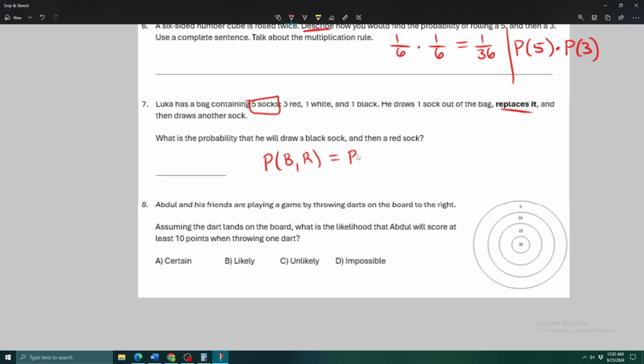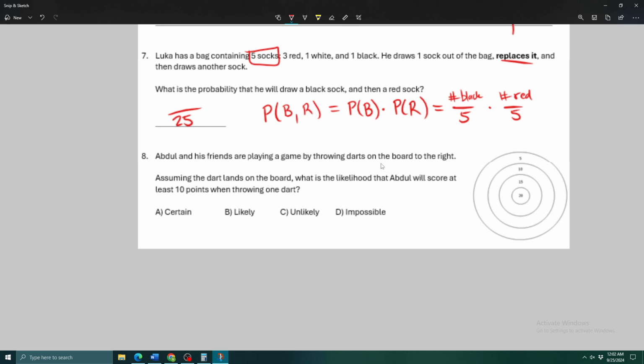Again, we're going to use that multiplication rule. Find the probability of a black sock and then multiply it by the probability of getting a red sock. And I'll tell you, 5 will be the denominator for both of these, right? So do your number of black socks over 5, times the number of red socks over 5, top times top, and then bottom times bottom, okay? So you should have 25 in your denominator for this one, okay?